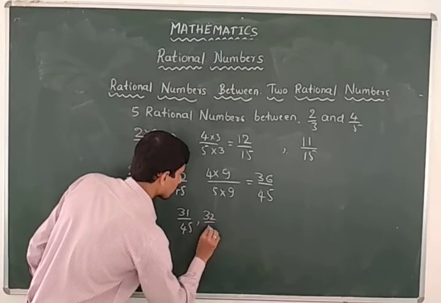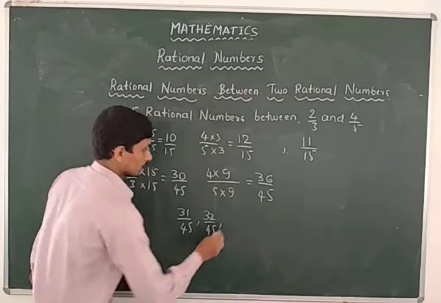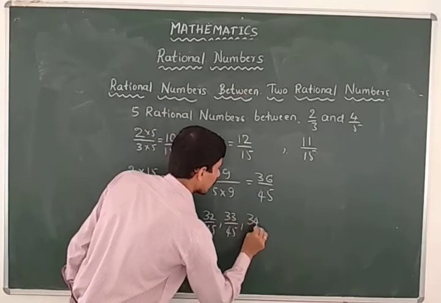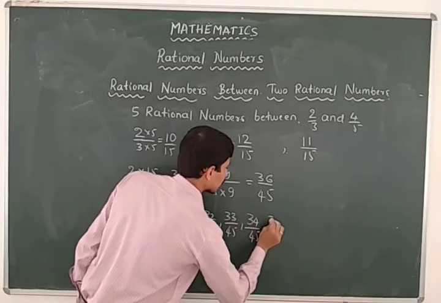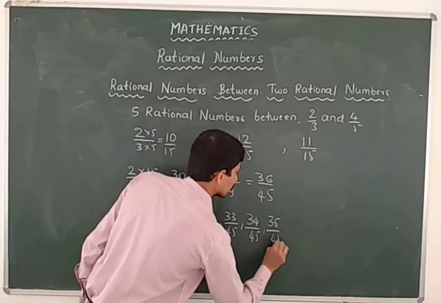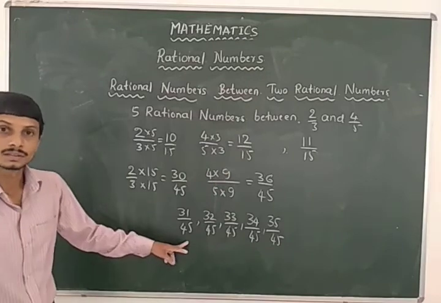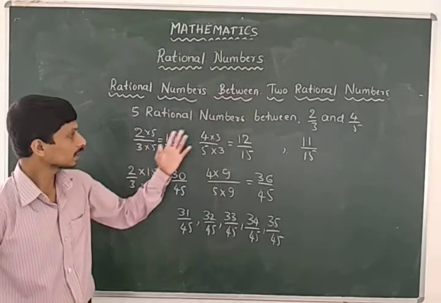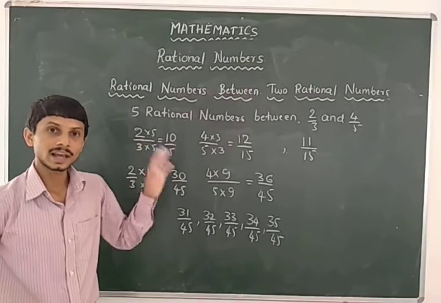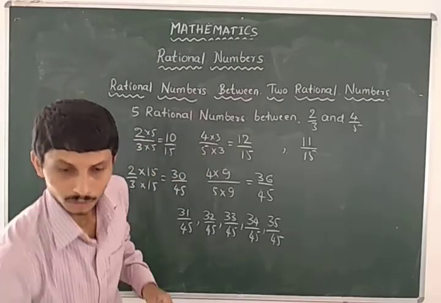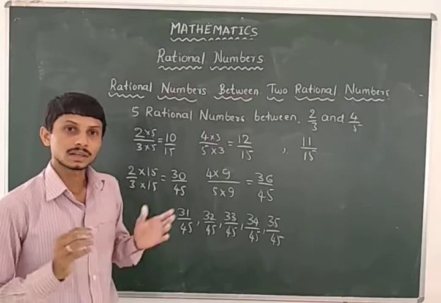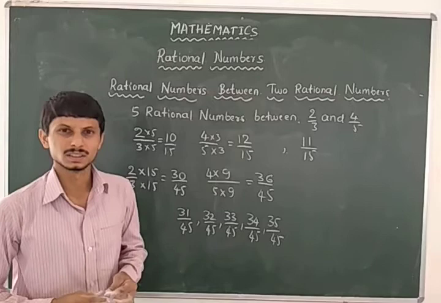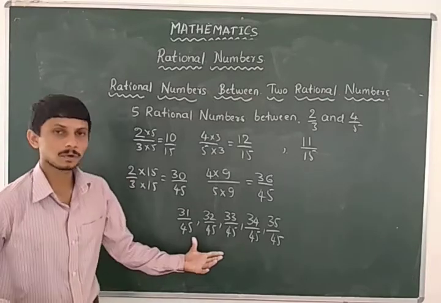32 by 45, 33 by 45, 34 by 45, and 35 by 45. So we got 5 rational numbers between these two rational numbers, that is 2 by 3 and 4 by 5. Likewise we have to find the rational numbers between any two rational numbers. We have to find many rational numbers, not just 5.